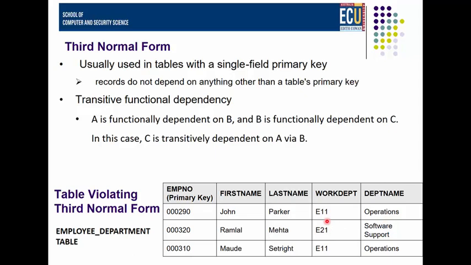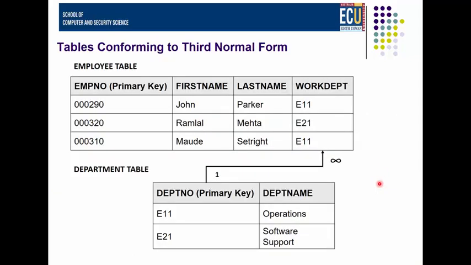Now work department helps us determine which department this employee belongs to, so this is related to the primary key. But what about operations? Does operations tell us anything about the primary key? No. That's a transitive relationship. So we have to eliminate it, and what we need to do is put the department name separately and use these IDs in the primary table. In this case we are eliminating transitive dependencies among the columns.